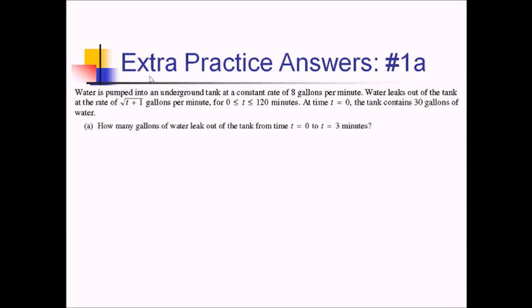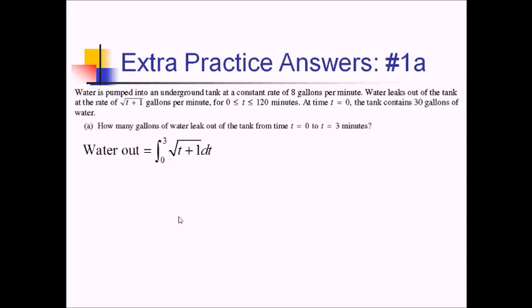Okay, well, our leaking out function is this radical t plus 1 function here. So if we want to figure out how much leaks out over the first 3 minutes, then we need to integrate this rate of change from 0 to 3. So I'm going to say water out equals the integral from 0 to 3 of radical t plus 1 dt. Because this is a no calculator question, I have to take the antiderivative and do this by hand. So this is really t plus 1 to the 1/2 power. That bumps up to a power of 3/2, and we're dividing by that, so multiplying by 2/3.